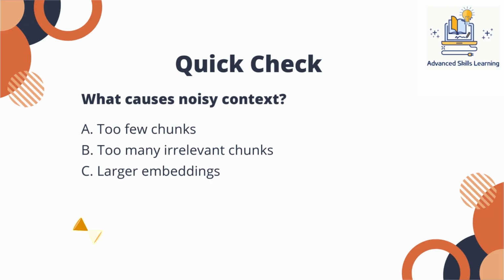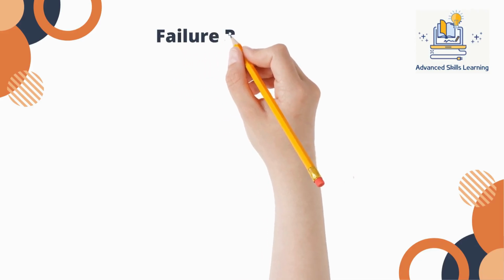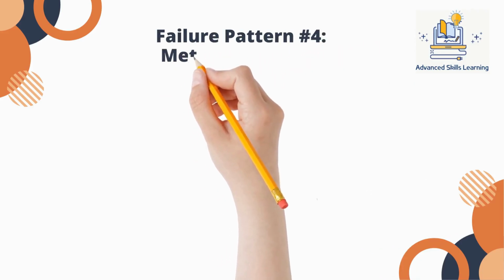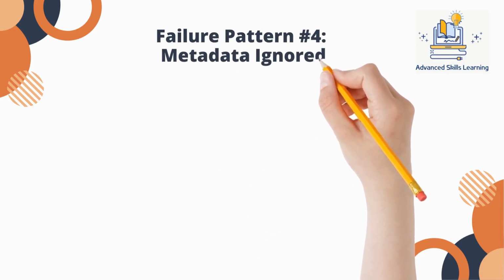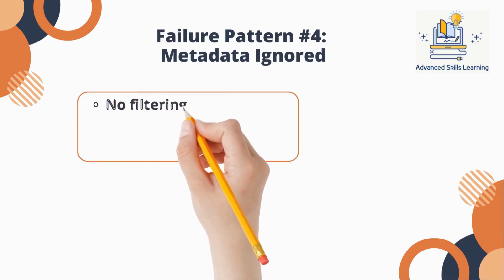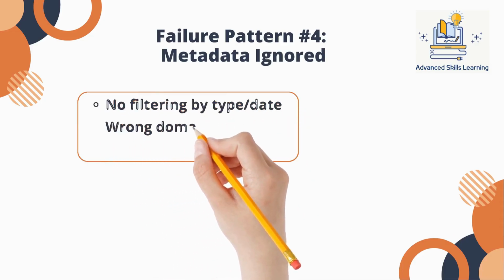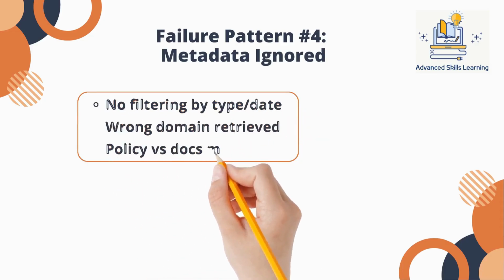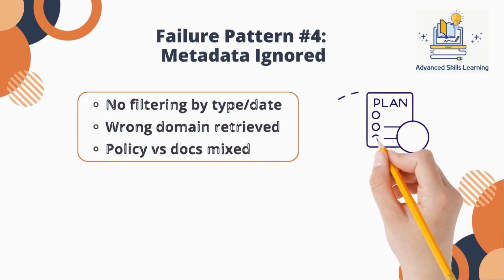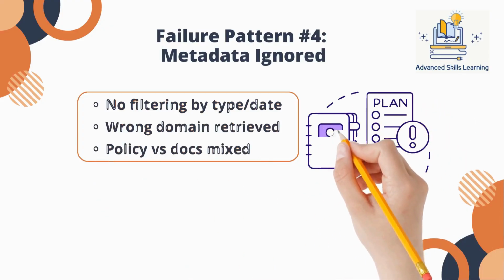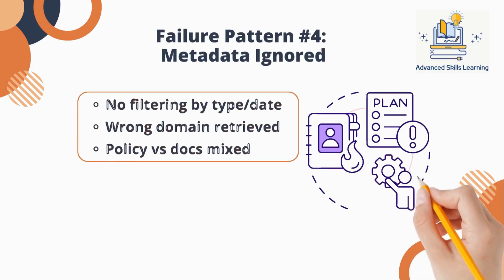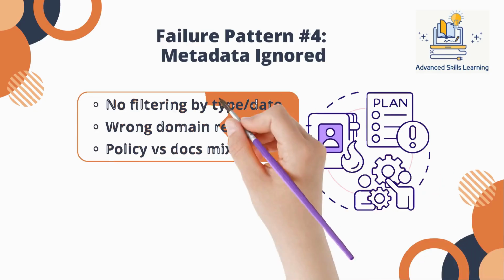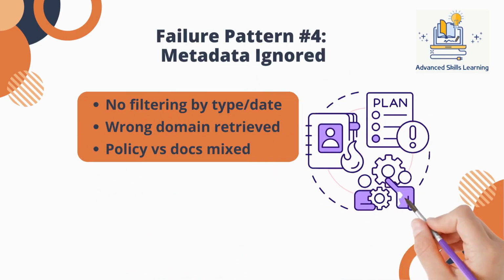The next major failure pattern is ignoring metadata altogether. In enterprise systems, documents often span different domains, time periods, versions, or policy scopes. If your retriever doesn't filter by metadata like document type, effective date, region, or source, it may retrieve technically valid information from the wrong context. This is one of the most common reasons RAG answers feel confident but incorrect in production.